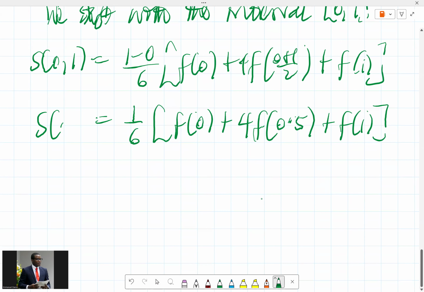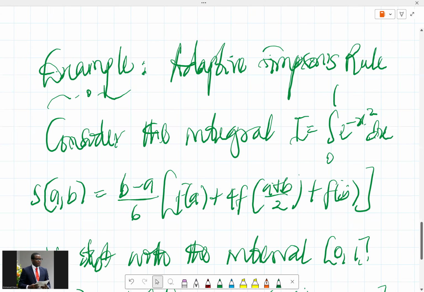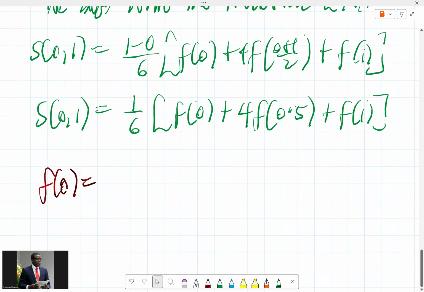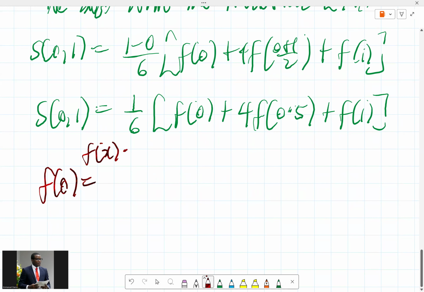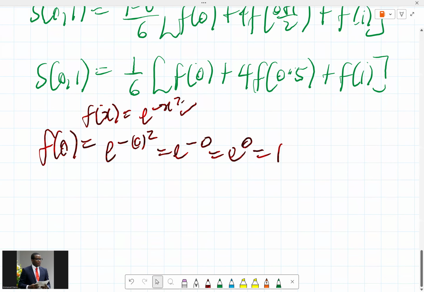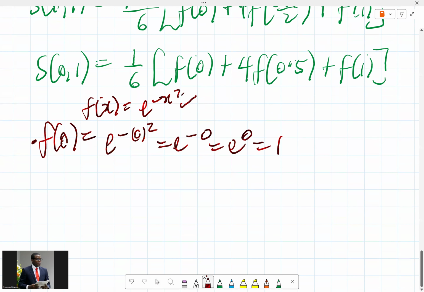Okay, so with this in place now, we can compute the f's. We need all the f's, right? We need f of 0, our function f of x. From the problem, f of x is equal to e raised to minus x squared. That is our f of x. So f of 0 would just be e raised to minus 0 squared. That is e raised to minus 0, which is e raised to 0, and that is 1. Okay, then that's f of 0.